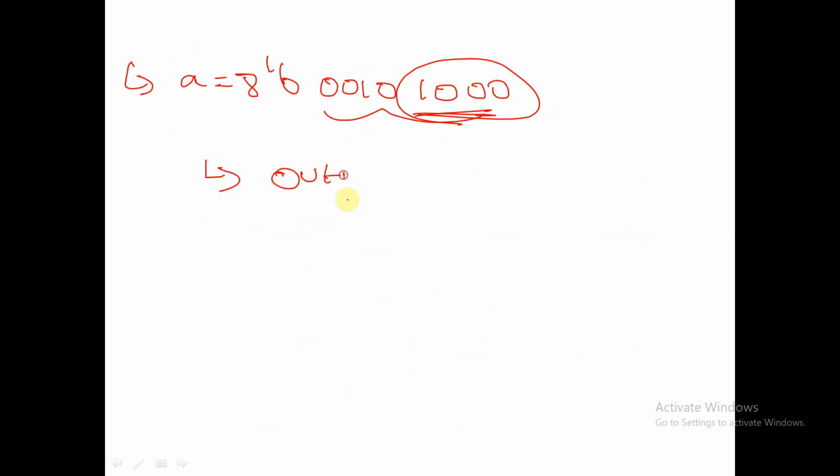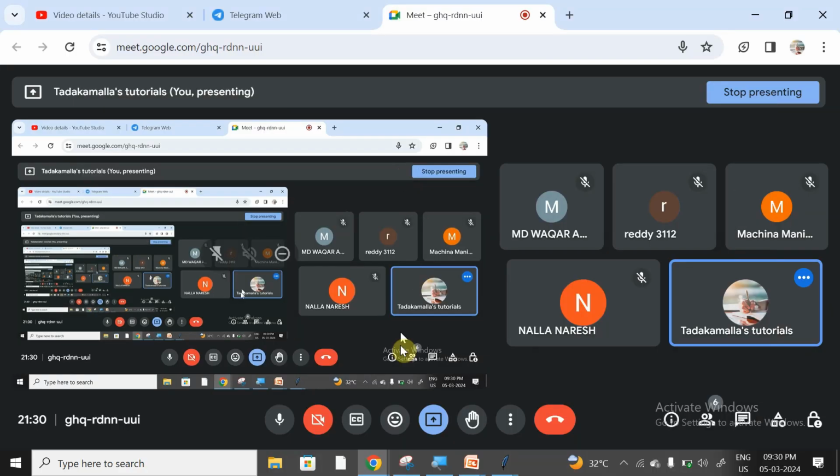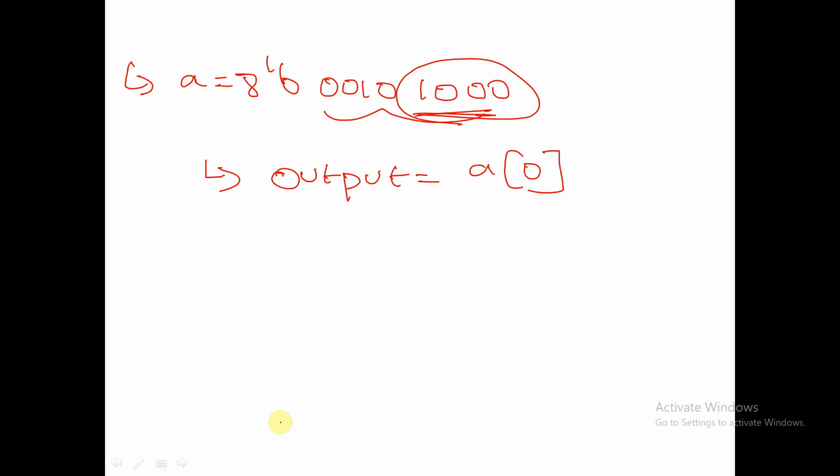output is equal to A of 0. So if we want to access location 1, then we will write output is equal to A of 0. Then the output value will be equal to 1000.